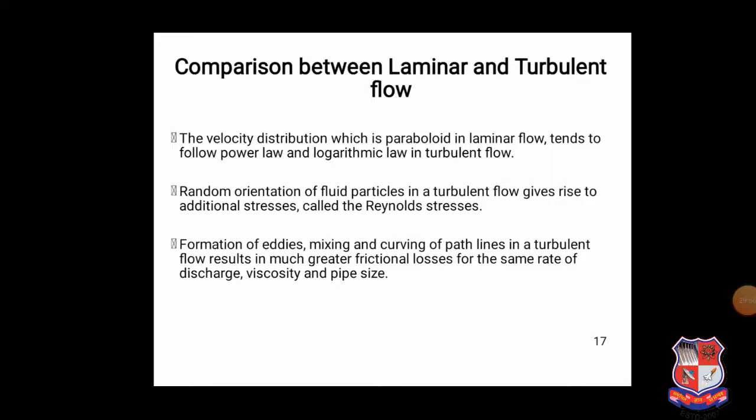Random orientation of fluid particles in the turbulent flow gives rise to additional stresses, which are known as Reynolds stresses. Whereas in the case of laminar, which type of stress is there? Shear stress: tau is equal to mu du by dy. Then, due to the zigzag direction of the flow, eddies are formed. But in laminar flow, no eddies are formed, because in laminar flow the direction of the flow has a very well defined path.